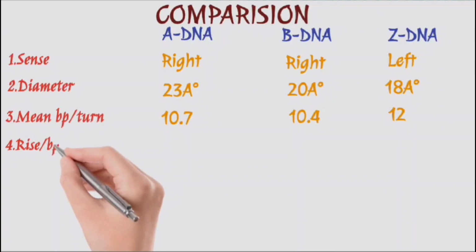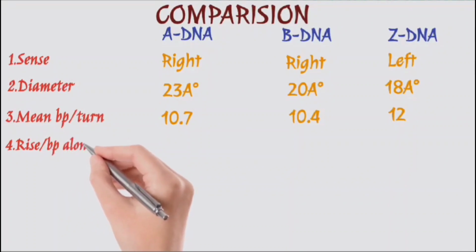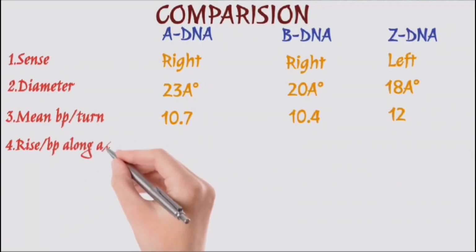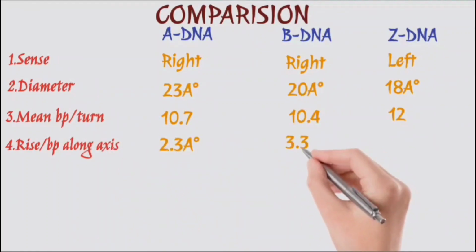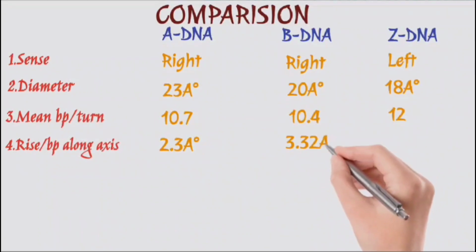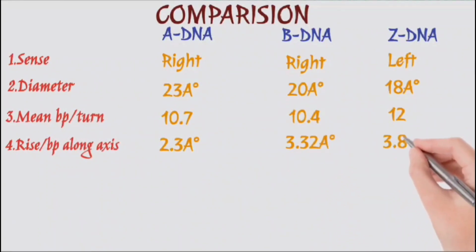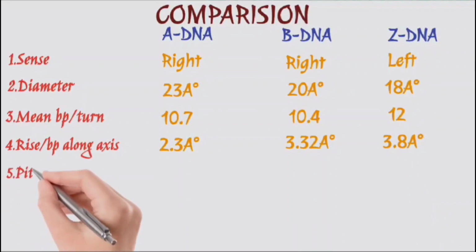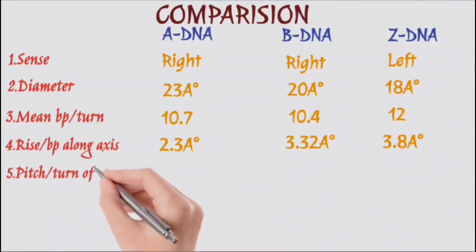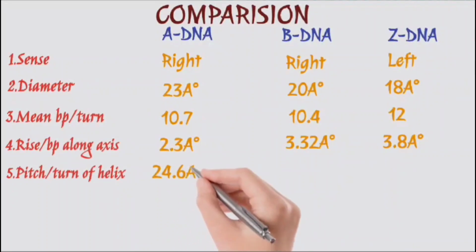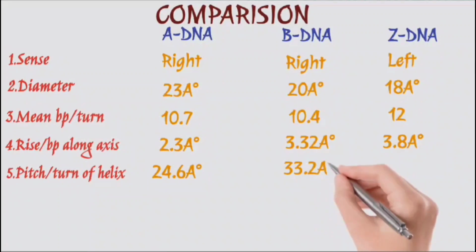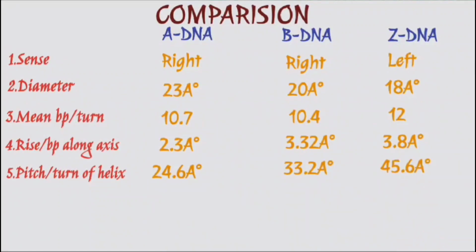Next is rise per base pair per helix, means the distance between two base pair in DNA, and that is 2.3 angstrom in A DNA, 3.32 angstrom between the base pairs in B DNA and 3.8 angstrom in Z DNA. Now the pitch per turn of helix is 24.6 angstrom in A DNA, whereas 33.2 angstrom and 45.6 angstrom in B and Z DNA respectively.